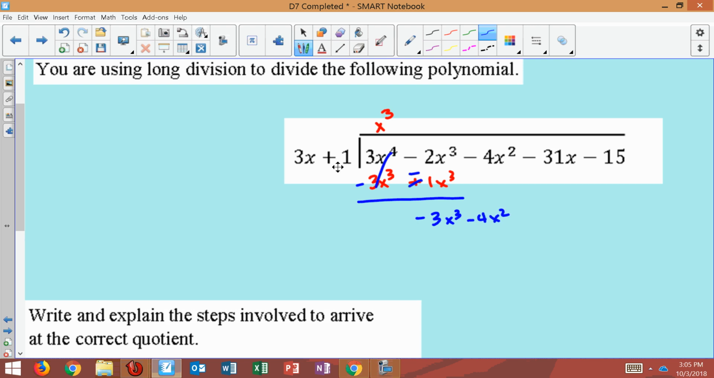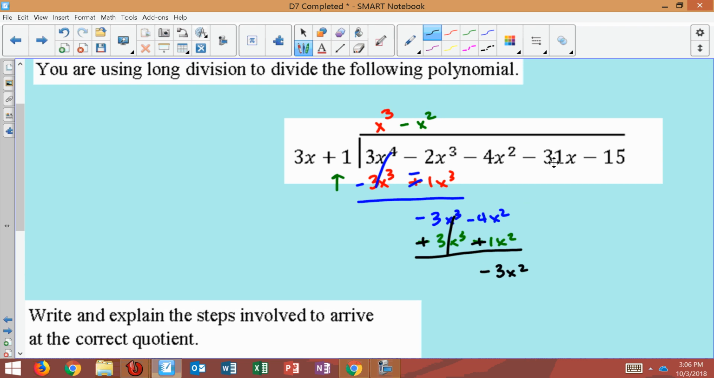And now I go back and I ask myself, what do I need to multiply the first term by to get negative 3x cubed, this new leading term, if you will. And so I would multiply here by negative x squared. If I multiply by negative x squared, I would have negative 3x cubed. And then I would multiply this term, 1 by negative x squared, and I get negative 1x squared. Fundamental rule of division, we're going to switch our signs. This becomes positive, this becomes positive, that goes away. This becomes negative 3x squared.